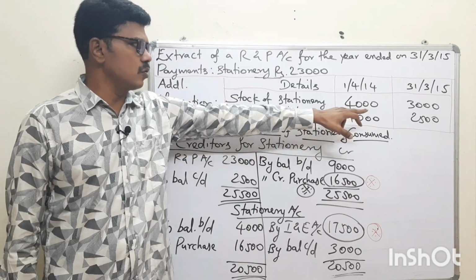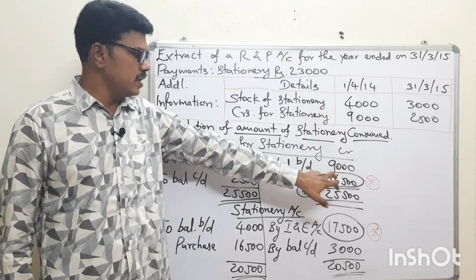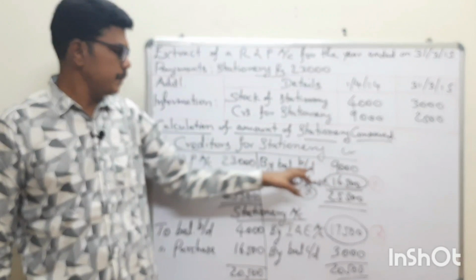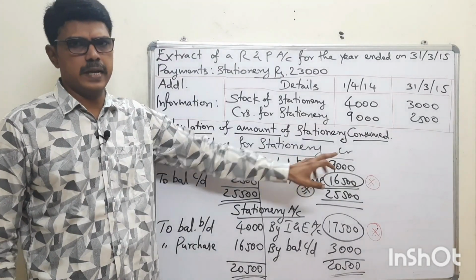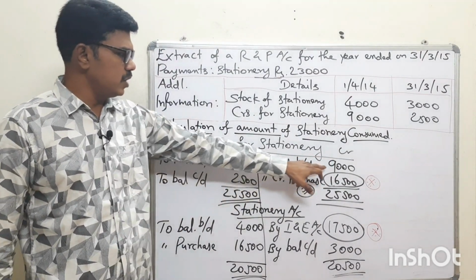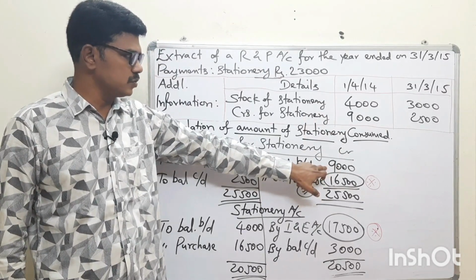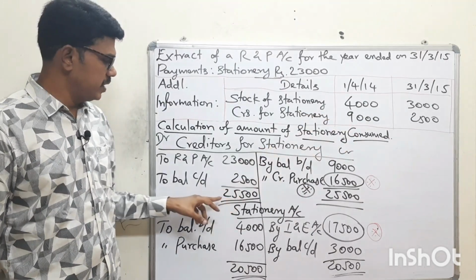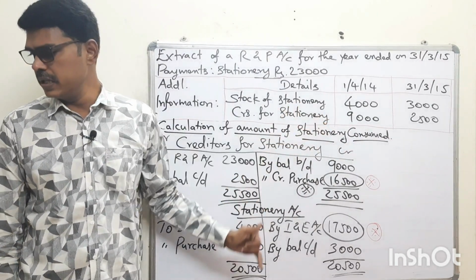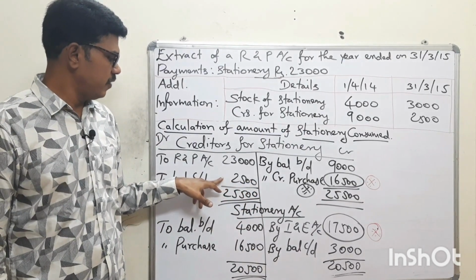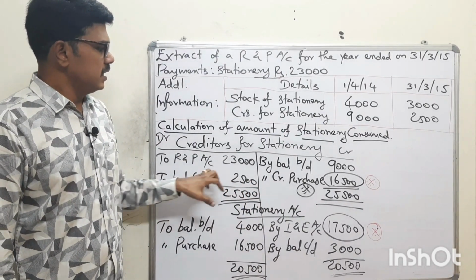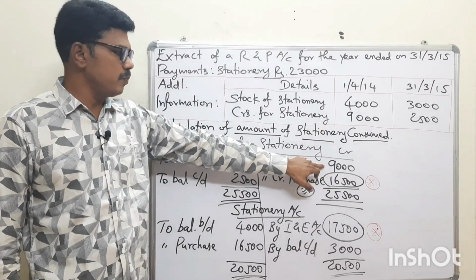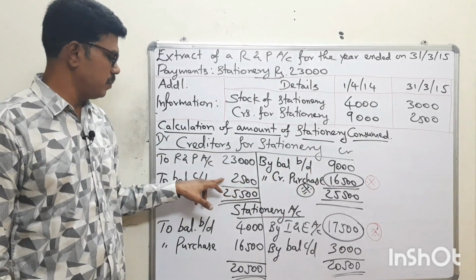They have given opening and closing values, right? This opening balance must be written on the credit side of the ledger account. By balance brought down, 9,000 rupees. And the closing value will appear on the opposite side, the debit side, 2,500. This is the amount to be paid in the beginning of the year. This is the amount to be paid at the end of the year.